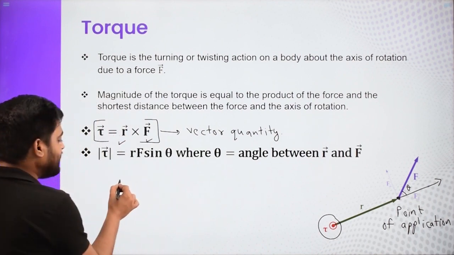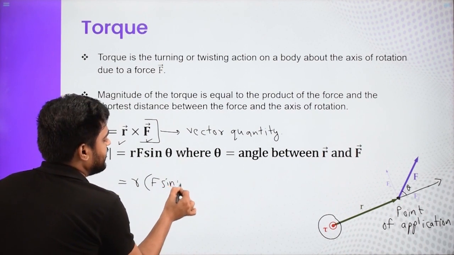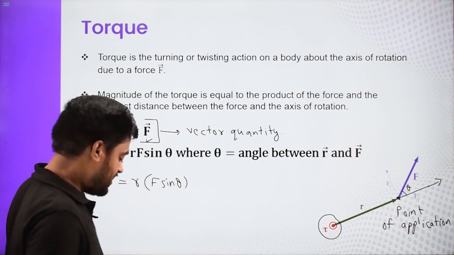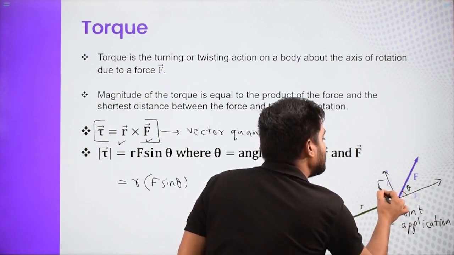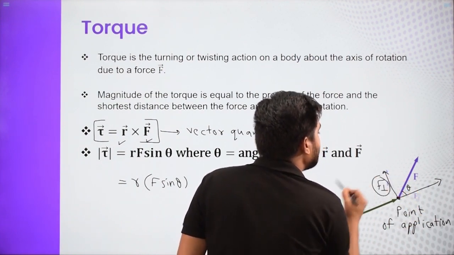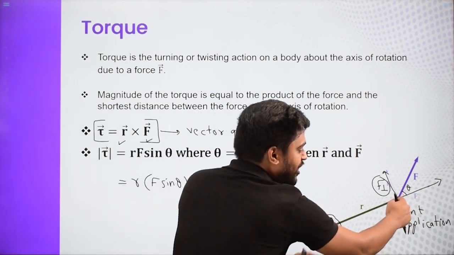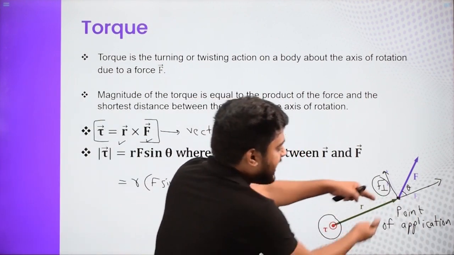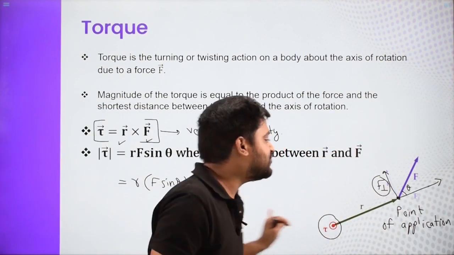At the same time, we can also write it as R times F sine theta. So what is R times F sine theta? F sine theta is this perpendicular component of the force. So I'll say it is the distance of the point of application from the axis times the perpendicular component of the force, which is responsible to generate this torque.